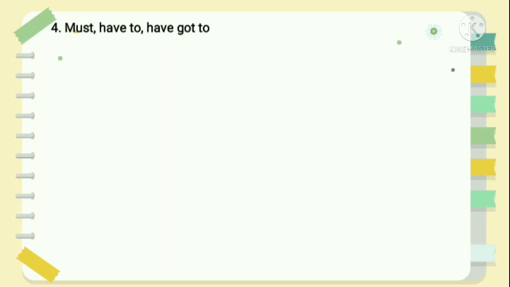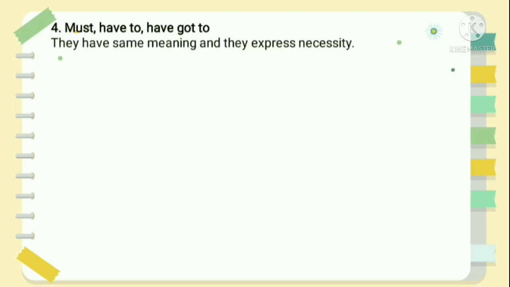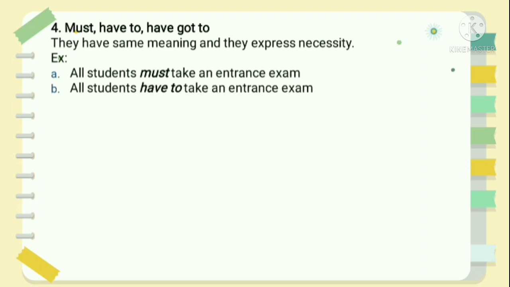Our next discussion is must, have to, and have got to. Must, have to, and have got to, they have same meaning. They are commonly used to express necessity. Jadi must, have to, atau have got to di sini biasa digunakan untuk mengungkapkan suatu keharusan. As you can see the example number 1. A. All students must take an entrance exam. B. All students have to take an entrance exam.